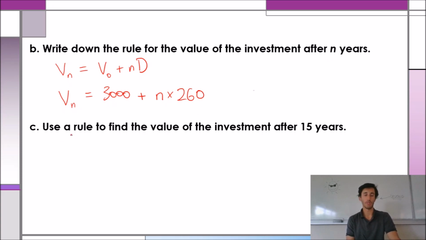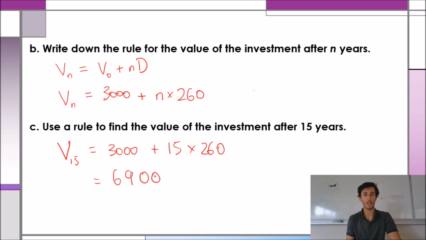Now use a rule, you're probably going to want to use this one to find the value of the investment after 15 years. Well, we want V15 equals 3,000 plus, well, n is 15, so we go 15 times 260. Which ends up equaling 6,900. So it's as easy as that. When you've got n equals 15, you're figuring out V15.